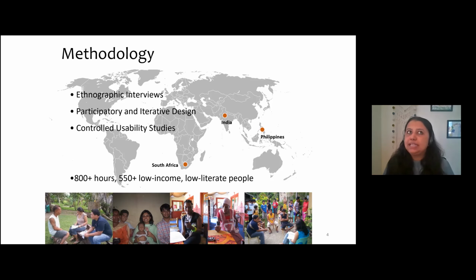So we've done very controlled usability studies where we design a system, design an interface, and then bring people in and test the interface, so give usability tasks to people, see how they're able to use these interfaces and what the problems in the interface are that we should fix, things like that.